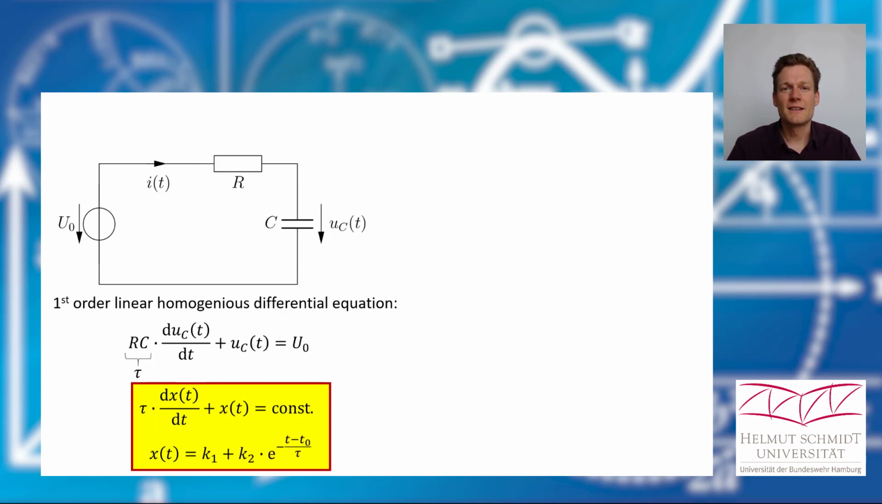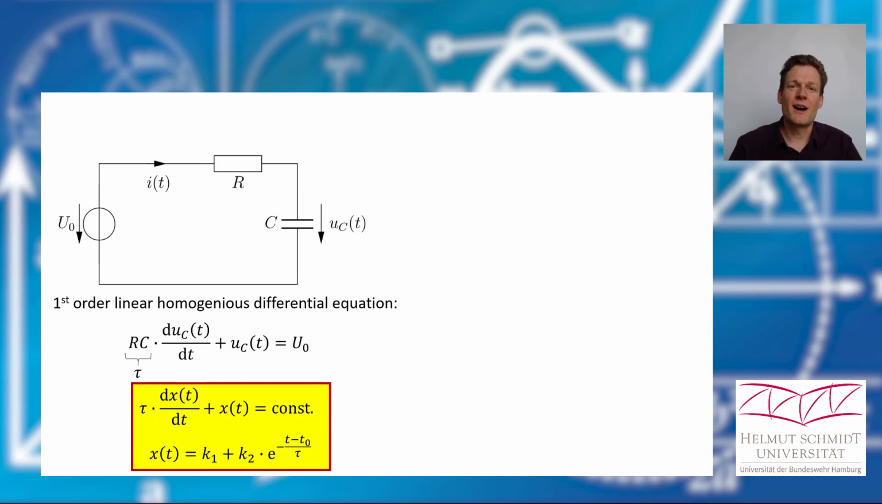k1 plus k2. Those are two constants. We have to figure out which values they have. Times e to the power of minus (t minus t0), where t0 is the moment where we close or open a switch in our circuit, divided by this time constant tau.